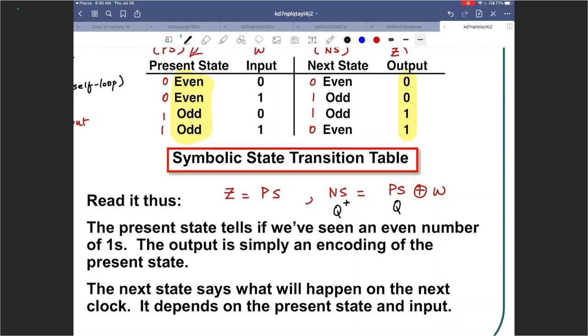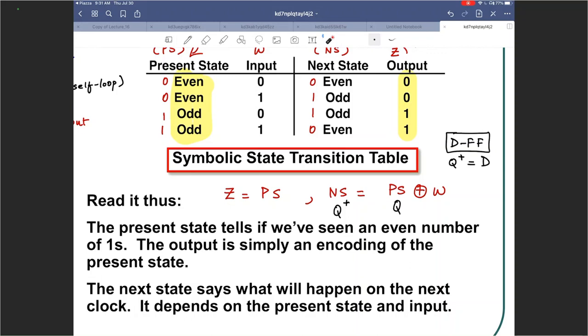Now, let us try to talk about how do I get this Q plus and Q, how do I implement this? The simplest way to implement flip-flops is to use a D flip-flop, because a D flip-flop has the characteristic equation Q plus equals D. Whatever I need on the next state, make that your input, D, and that's it. That's the D flip-flop characteristic equation.